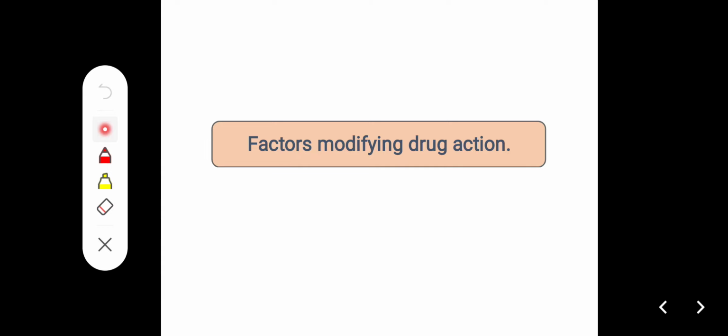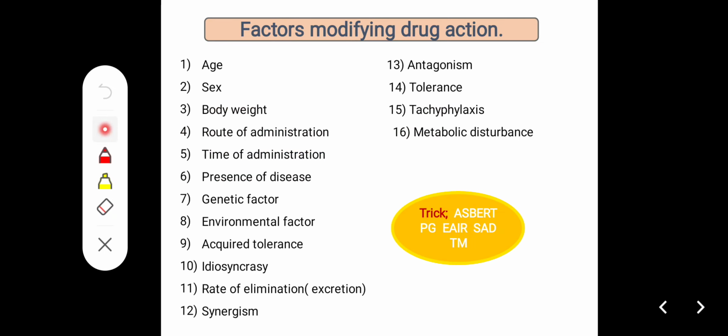Hello learners. Today we learn about factors modifying drug action. These are the number of factors which affect or modify drug actions.